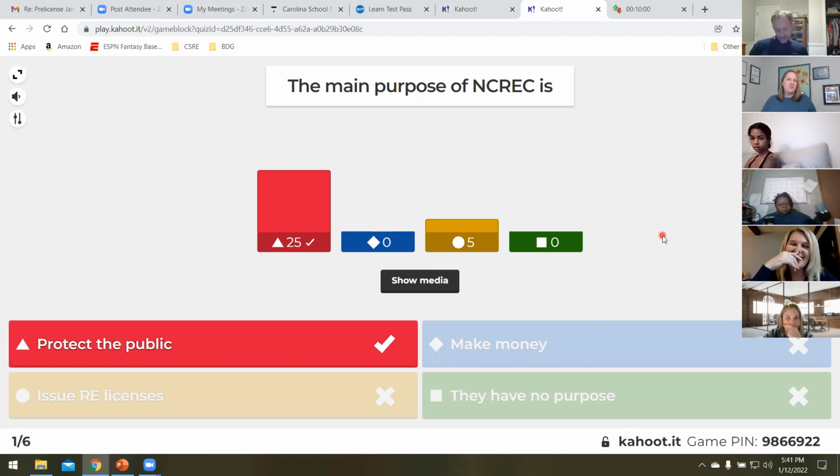So the main purpose of the Real Estate Commission is to protect the public. Thank you, everybody, for not saying they have no purpose. We already know enough to know that, right? The Real Estate Commission does issue you your real estate license, but that's not their main purpose. How do they issue you your license? To protect their public, right? You have to prove to them that you're worthy of a license.